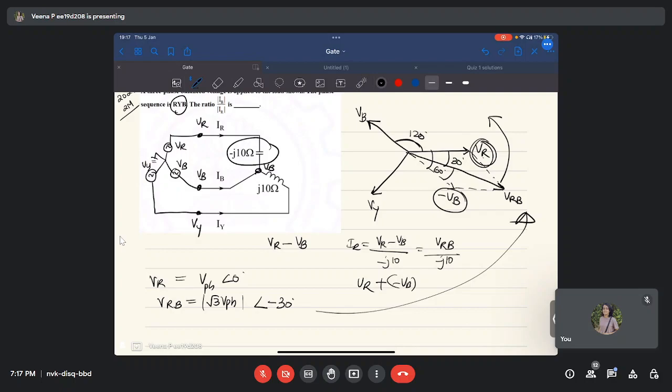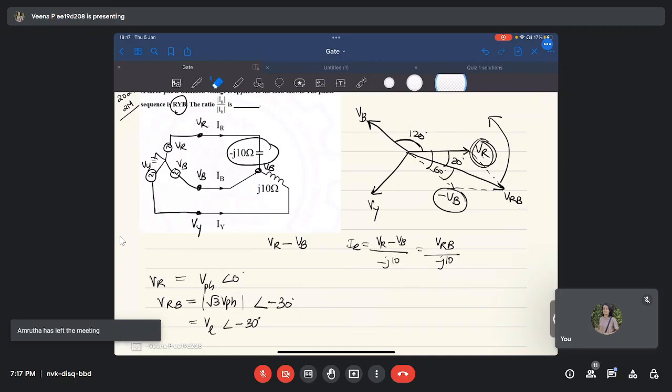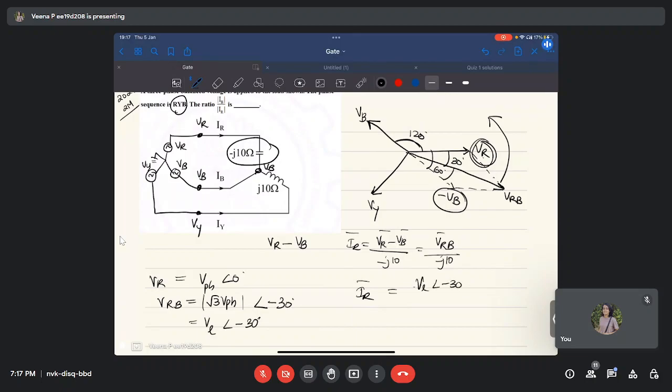Yes, ma'am. Okay. So root 3 V phase, I am writing it as VL. So it is VL, my angle minus 30. So IR, this is a vector. All these are vectors. So vector IR is VL angle minus 30 divided by minus J, which is minus 90 degree.